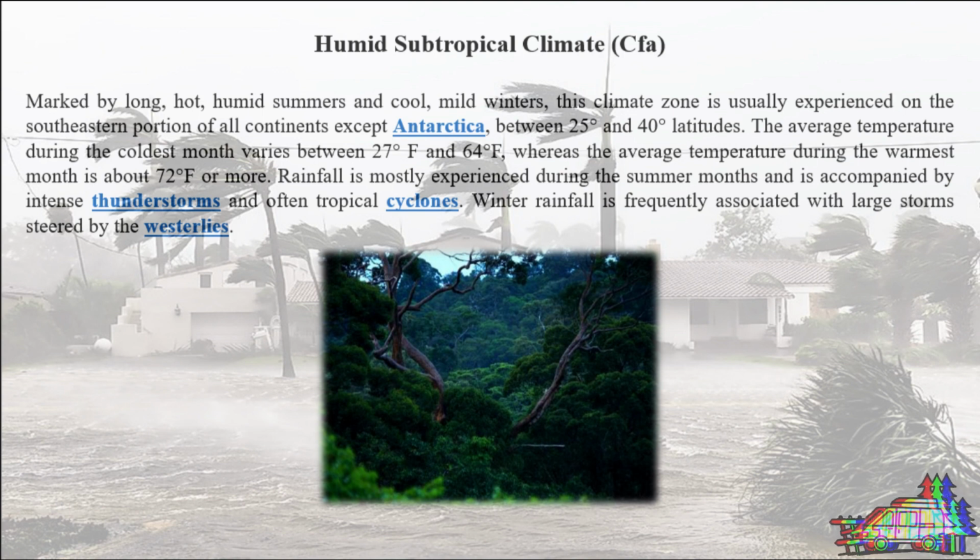The average temperature during the coldest month varies between 27 degrees Fahrenheit and 64 degrees Fahrenheit, whereas the average temperature during the warmest month is about 72 degrees Fahrenheit or more. Rainfall is mostly experienced during the summer months and is accompanied by intense thunderstorms and often tropical cyclones. Winter rainfall is frequently associated with large storms steered by the westerlies.